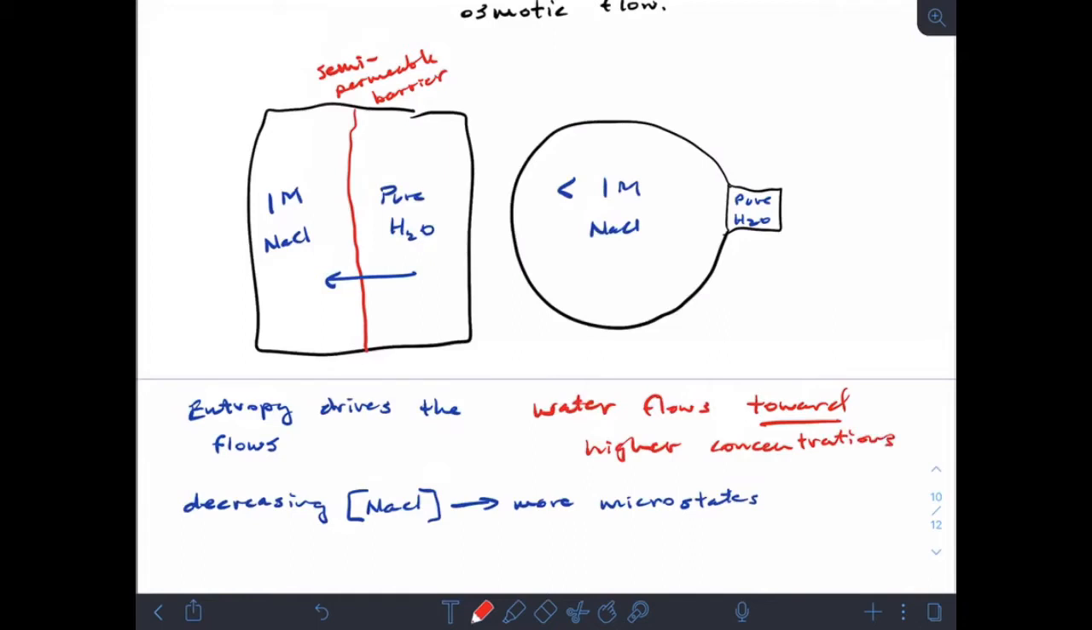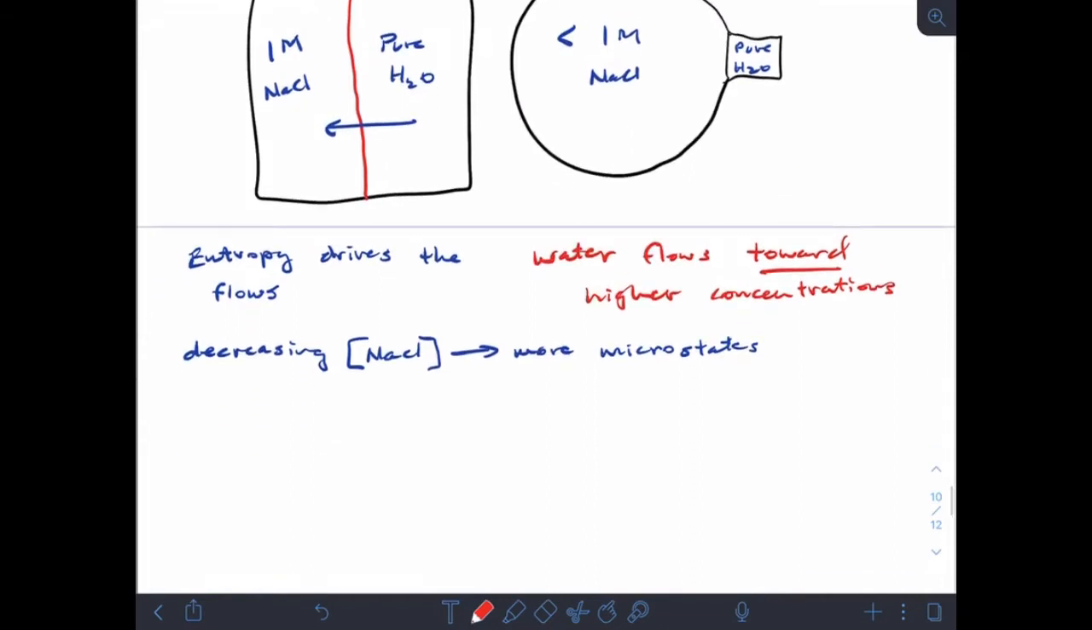Okay. So on the right-hand side of our container here, we have pure water. On the left-hand side, I have water mixed with some stuff, so significantly higher concentration of sodium chloride on the left. So the water will flow toward the area of high concentration in order to dilute that. Okay. So our symbol for osmotic pressure is capital Pi. Okay. Capital Pi is the symbol for osmotic pressure.